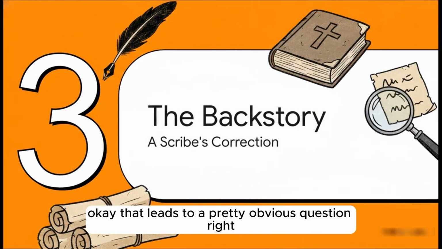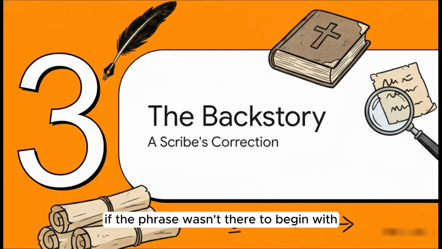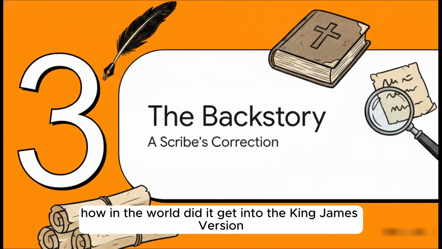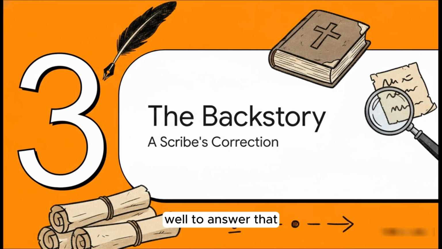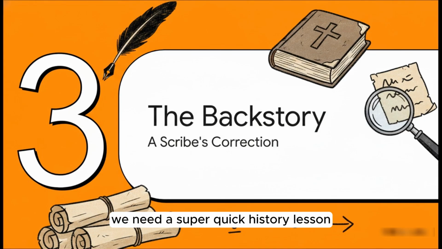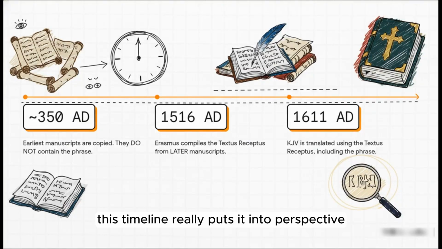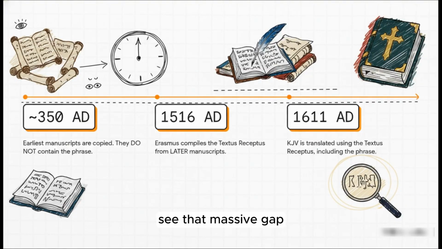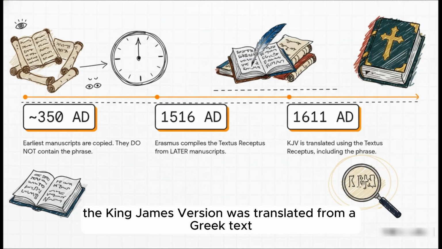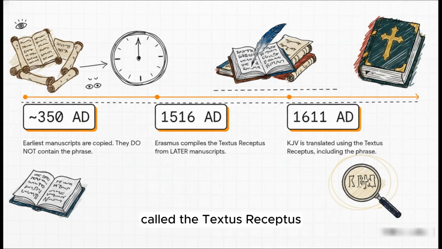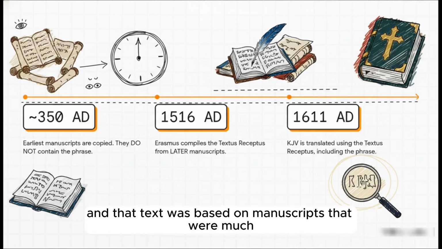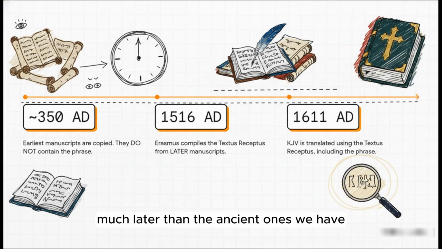Okay, that leads to a pretty obvious question, right? If the phrase wasn't there to begin with, how in the world did it get into the King James Version? Well, to answer that, we need a super quick history lesson. This timeline really puts it into perspective. See that massive gap? The King James Version was translated from a Greek text called the Textus Receptus, which was put together in the 1500s. And that text was based on manuscripts that were much later than the ancient ones we have now. Sometime in that 1200-year gap, a scribe somewhere added the extra words.